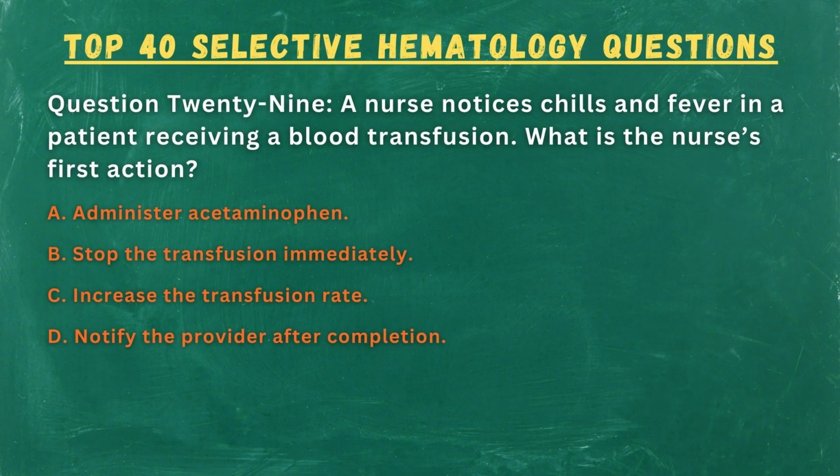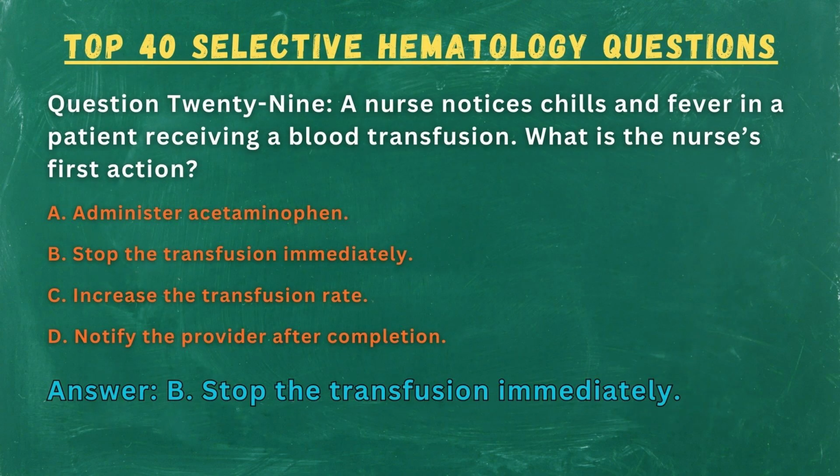Question 29. A nurse notices chills and fever in a patient receiving a blood transfusion. What is the nurse's first action? A. Administer acetaminophen. B. Stop the transfusion immediately. C. Increase the transfusion rate. D. Notify the provider after completion. Answer: B. Stop the transfusion immediately.